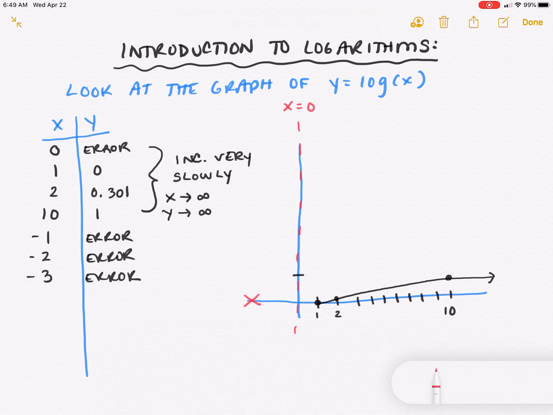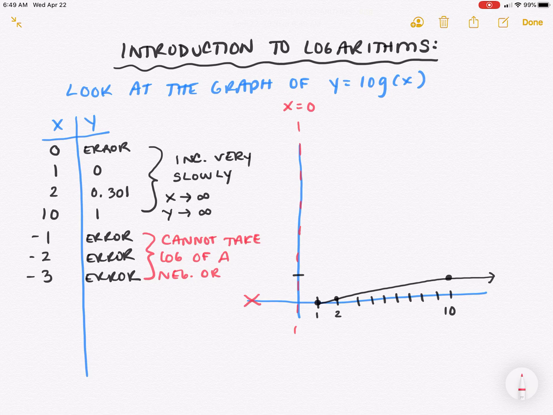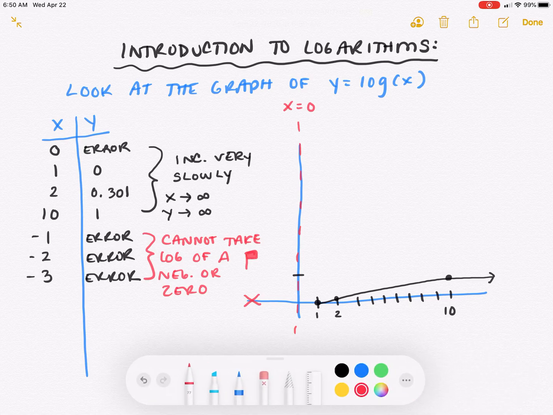Quick little note, though, we need to add is that we cannot take the log of a negative or 0, okay? This is going to end up being another little red flag for us when we start solving equations, is we need to be careful that when we get an answer and we plug it back in and it makes us take the log of a negative, we might end up getting extraneous solutions.